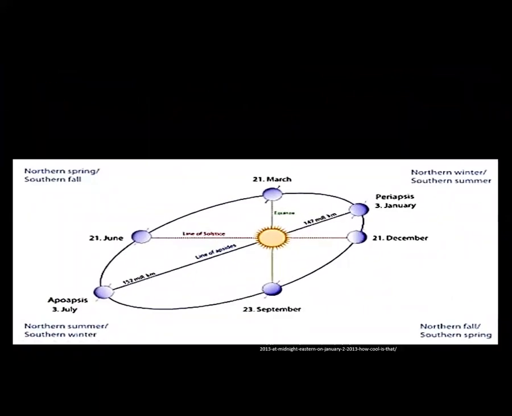Now, the Earth is not always equidistant from the sun. Sometimes the Earth is very close to the sun, and sometimes Earth is very far away from the sun. The average distance between the Earth and the sun is 93 million miles. I said average because the distance is not always the same. Why? Because the orbit of Earth around the sun is elliptical. It is not circular. And this is one of the laws under Kepler's law. Kepler's first law states that the orbits of planets are elliptical.